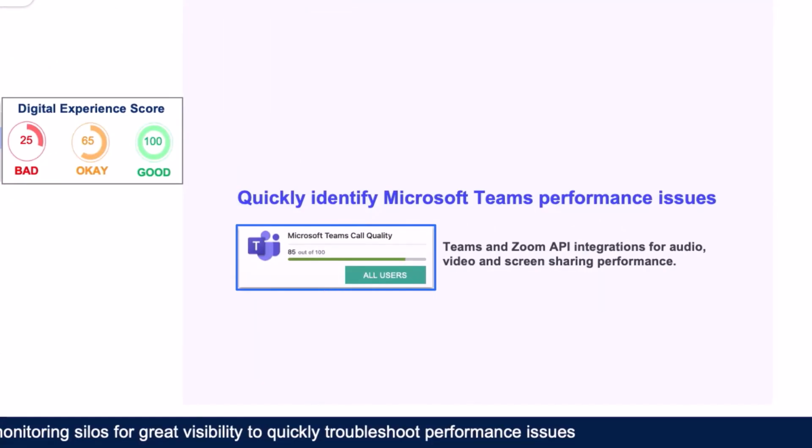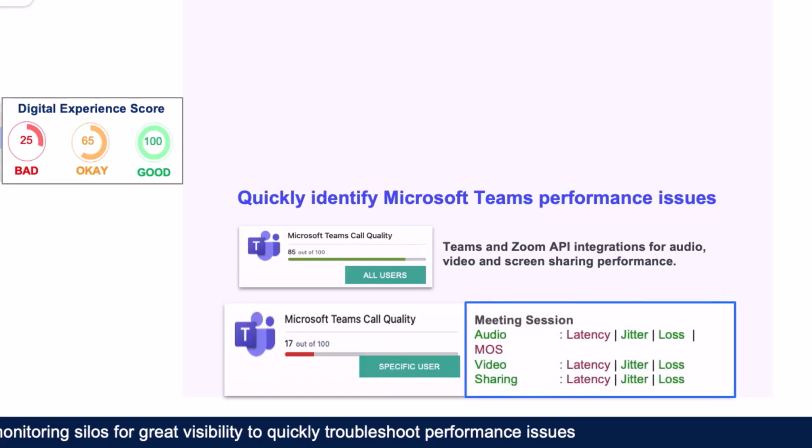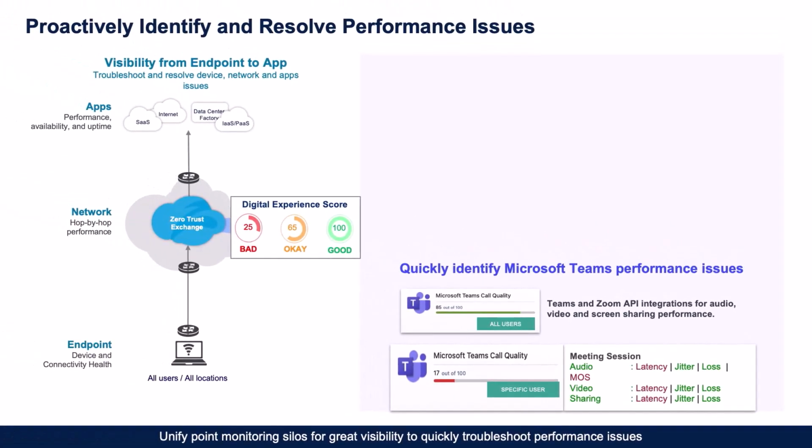Taking this to another level, we are also able to provide the score of individual users. In this example, we are showing that the call quality is 17 for a specific user for the meeting he or she attended. We can further drill down into audio quality, video quality, and screen sharing quality on that specific meeting. The ability to go back to a certain timestamp and see what was going wrong is extremely powerful.